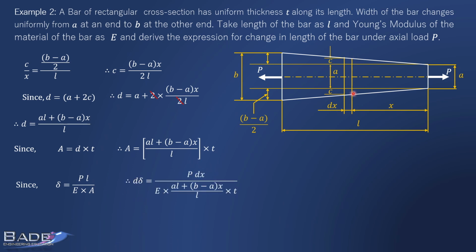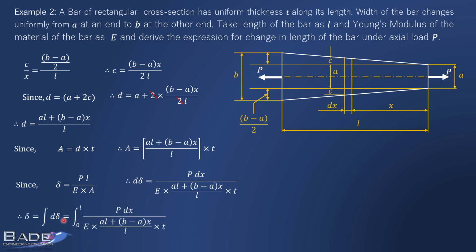Load on this portion, sum of forces on any one side. So on this cross section it is P, on this cross section also it is P. So this small portion is experiencing tensile force P. So that is the force P. Length of this portion is dx. E is Young's modulus, and cross sectional area is this expression. And of course now we should integrate it.